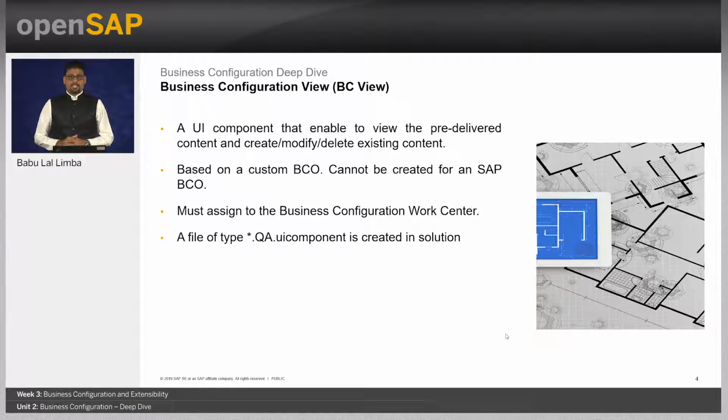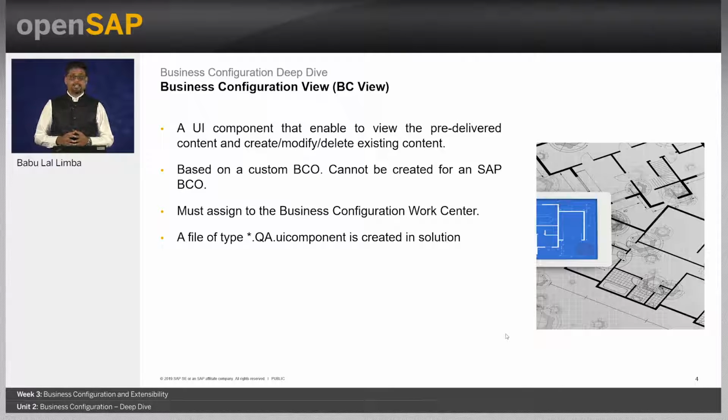And the last content type for this unit is BC view. BC view represents the fine tuning activity UI that shows you the business configuration content provided by the BC set. So, it is a UI component, and based on the BCO in your solution, please note that it cannot be based on the standard BCO. The fine tuning provides the end user a possibility to view the predefined content, and create, delete or change the business configuration content. For example, if a code list type is delivered using a BCO, then a fine tuning activity can be provided to enable users to enhance the code list as per the need.